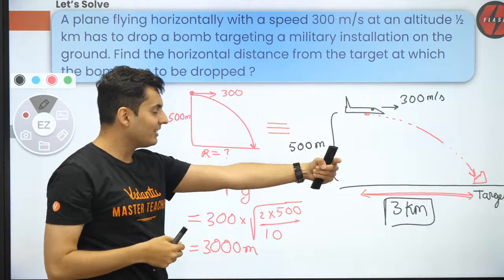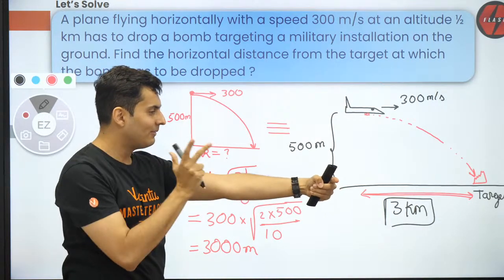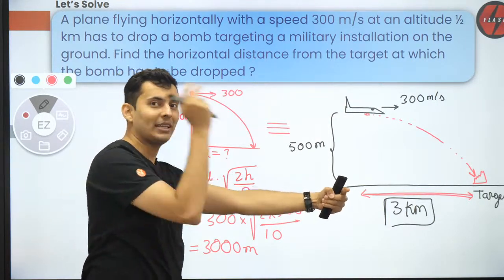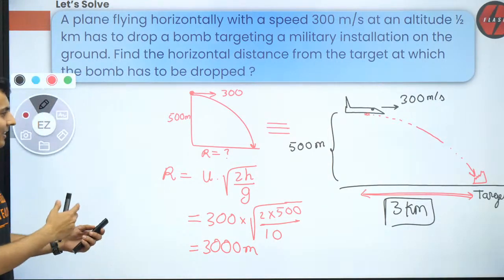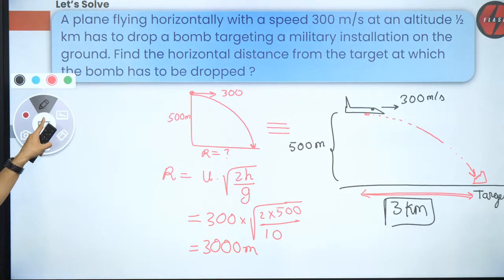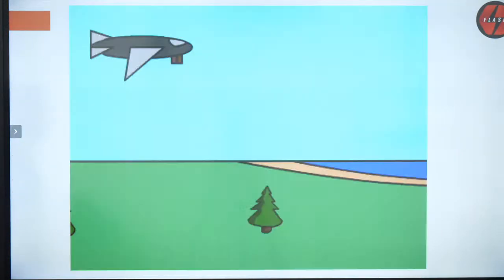So that guy will be seeing the target somewhere there and he would have left the bomb 3 kilometers before, and then it's going to hit it. Isn't it amazing? Look at the calculations. Very good. Now it looks easy.